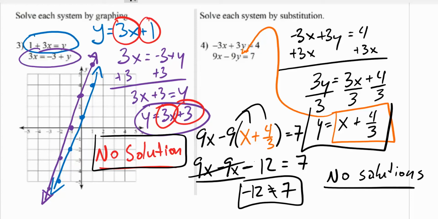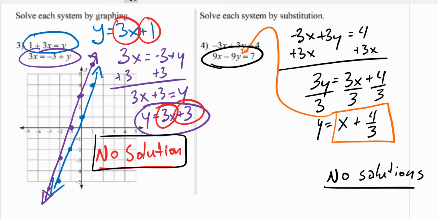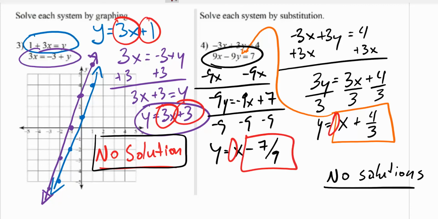We can prove this, and I'll bet our slope is 1, by solving the second equation for y. So if we solve this second equation for y, we'd subtract 9x from both sides, and we get negative 9y equals negative 9x plus 7. Divide everything by negative 9, and we get y equals x minus 7/9, and we can see that our slope is 1, and our slope is 1, and we have different y-intercepts. So same slope, different y-intercepts, we have parallel lines.